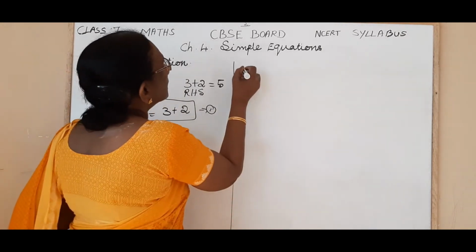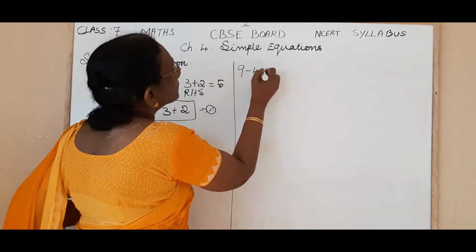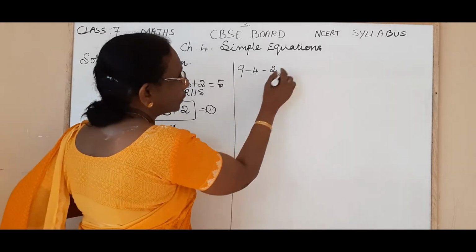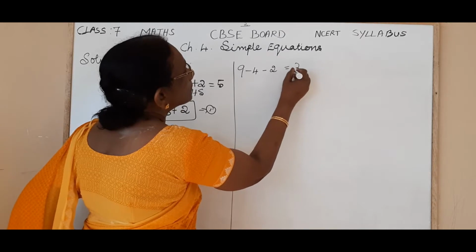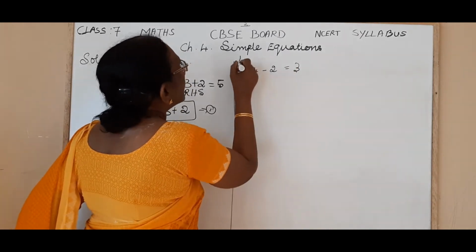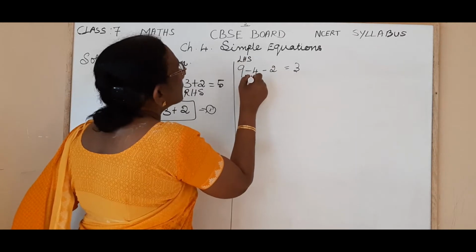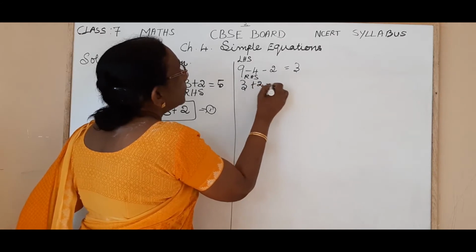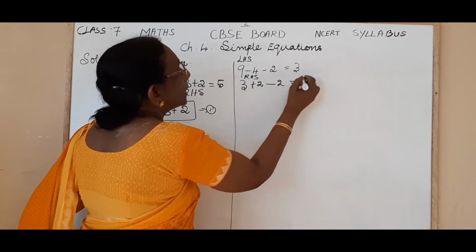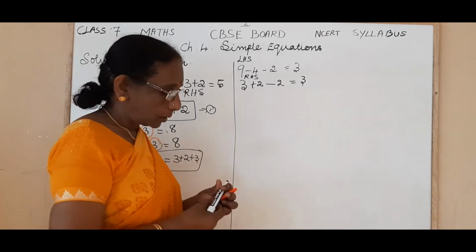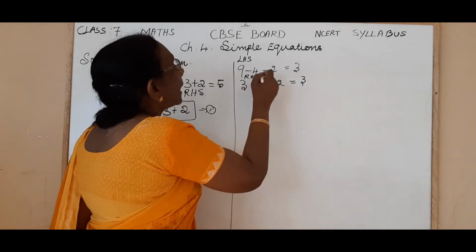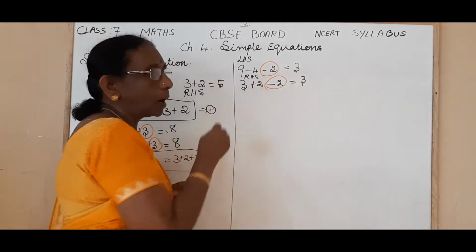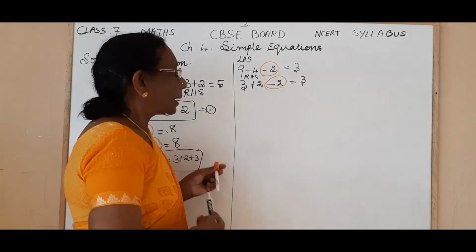Suppose you are subtracting 2 from 9 minus 4. 9 minus 4 is what? 5. 5 minus 2 is 3. The same way, this is the LHS and this is the RHS of the equation. 3 plus 2 minus 2. What do you get? Again 3. Isn't it? So we have subtracted 2 from both sides, from the LHS and from the RHS. Therefore again we are getting the same value.